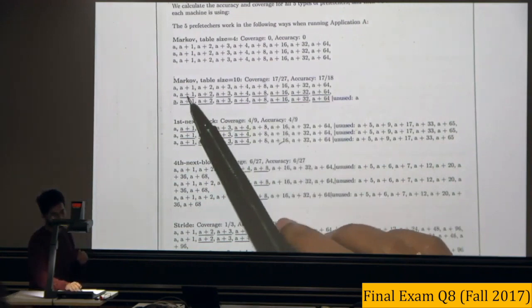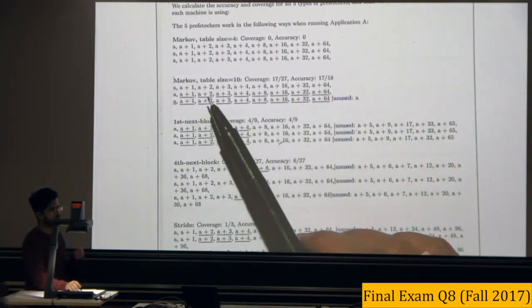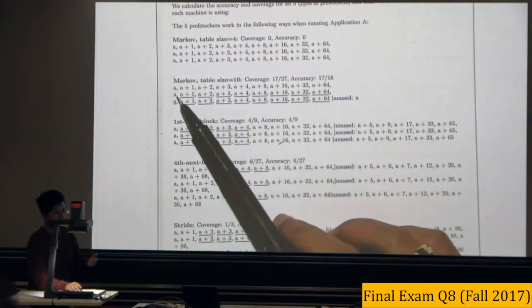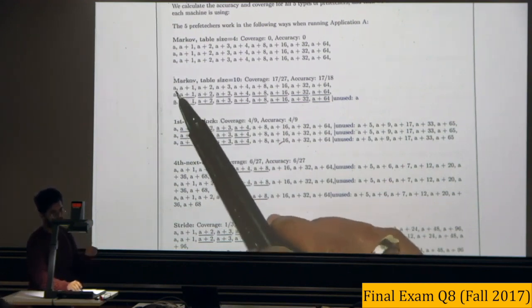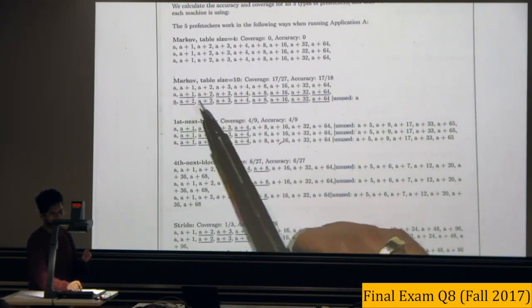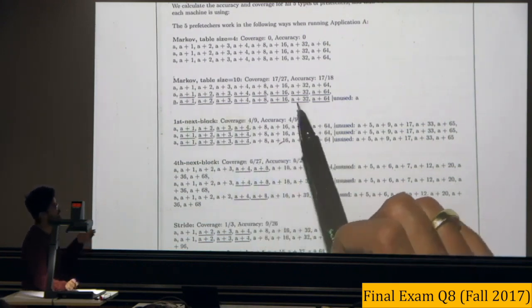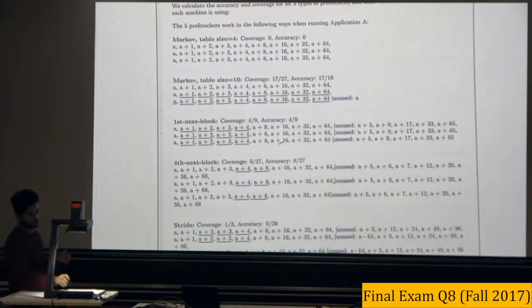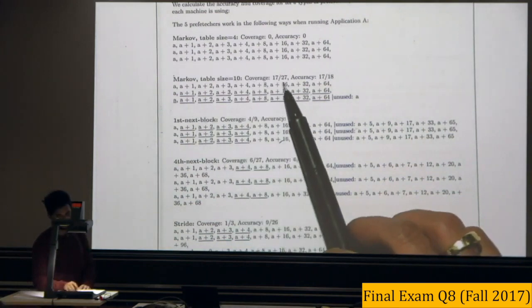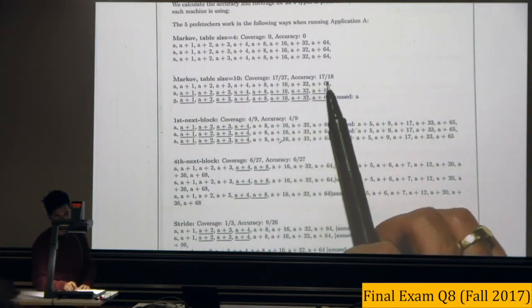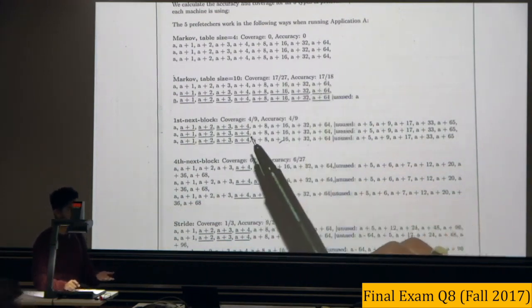Now the prefetcher actually sees that A plus 1 came again. Now A actually came again, so it starts prefetching A plus 1 because it has enough storage to remember that A plus 1 is always followed by A. So that means any further access is actually prefetchable. So in this case, we can see that the coverage is 17 out of 27 accesses, and the accuracy is 17 out of 18, which is pretty accurate.